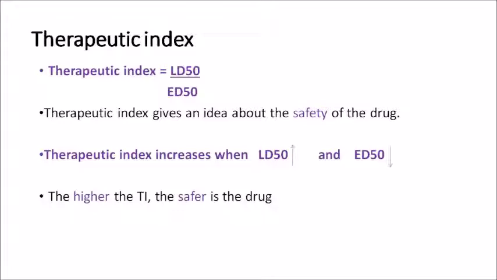So just imagine if the median lethal dose is very high, or the dose required to kill a person is very high, then is the drug safe or not? Yes, the drug is safer. Similarly, if a drug produces its desired effect in a very low amount, or if the median effective dose is very low, again it is a safer drug. So the therapeutic index numerator, that is LD50, when it is increasing it is safer, and the denominator ED50, when it is decreasing it is safer. So as a whole, when the therapeutic index value is increasing, the drug is safer. Higher the therapeutic index, safer is the drug.